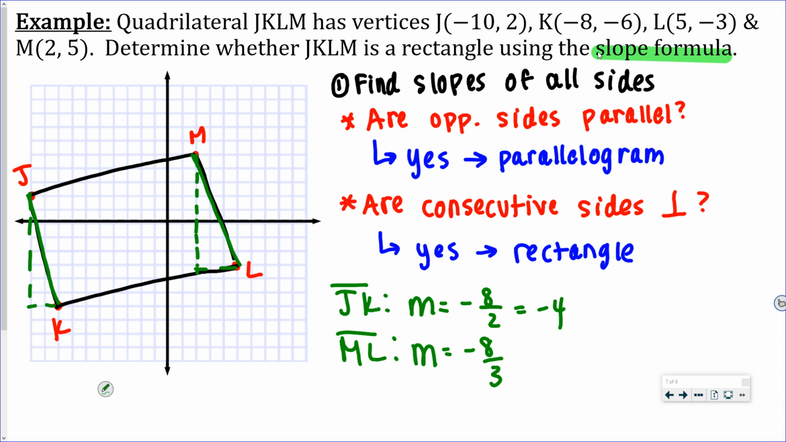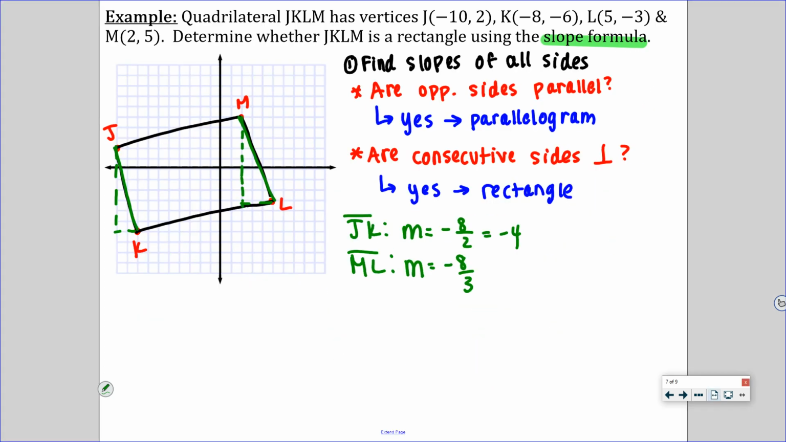Uh-oh. Are those opposite sides parallel? No, they have two different slopes. So already it's not a parallelogram, so can it possibly be a rectangle? No, you don't have to go any further. You don't have to check if they're perpendicular or anything like that. You just saved yourself a lot of time. This isn't even a parallelogram, so no, it's not a rectangle.